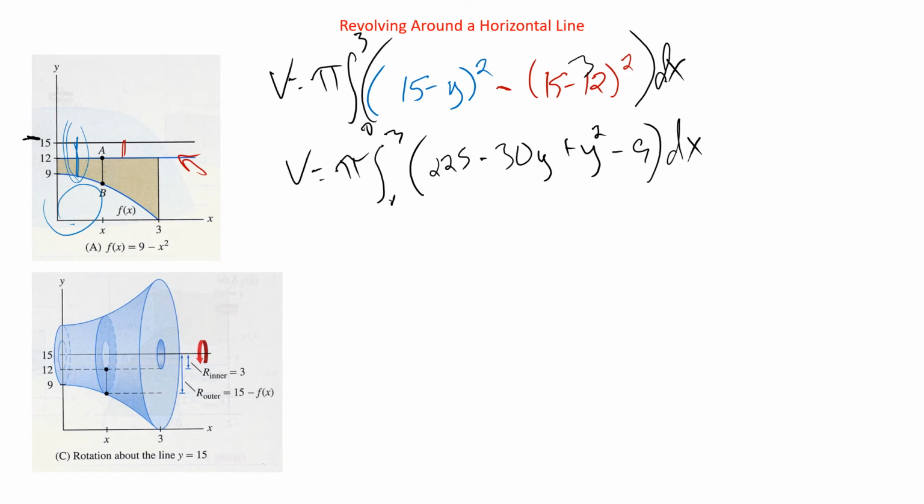We can simplify. We have the 225 minus 9. So we have from 0 to 3, 225 minus 9 is 216 minus 30y plus y squared dx. Totally forgot to substitute y in. That's okay. We could actually still substitute y in right here. Y is 9 minus x squared. Oh, that's going to be more obnoxious.